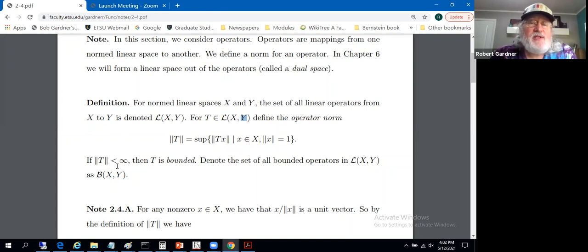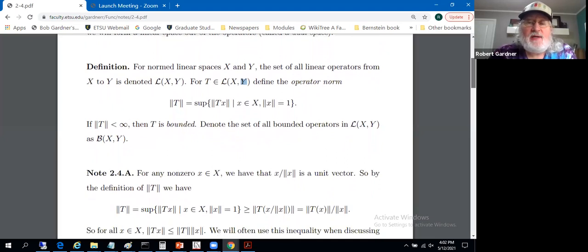If the norm of T is defined as a supremum, it could well be infinite, but if the norm is finite, then that operator T is said to be bounded. We'll denote the set of all bounded operators in the set of linear operators from X to Y as B of X comma Y, and it's the bounded linear operators that we're ultimately interested in, just as we've looked at some bounded things in the previous section. Okay, so we've got that quantity defined.